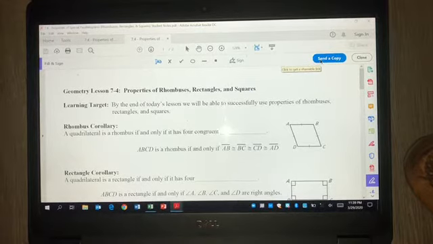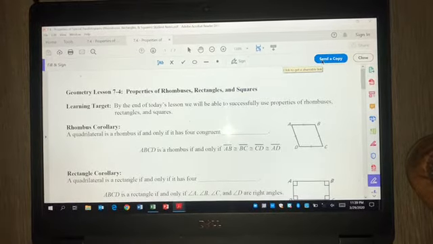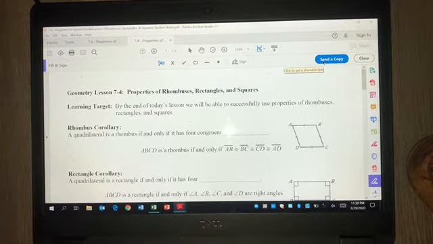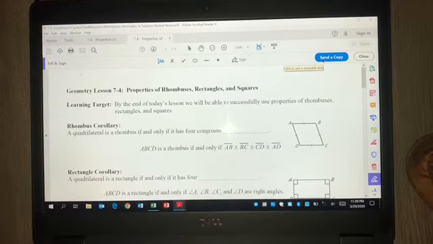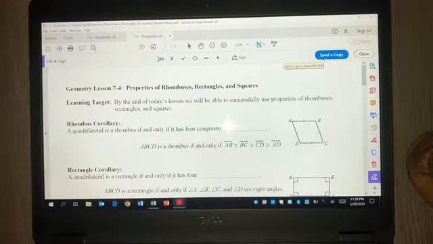On this video, I'm doing it from my computer, and so I'll just be filling in the notes. We're going to be talking about special parallelograms: rhombus, rectangles, and squares. So let's get right into it. By the end of today's lesson, we'll be able to successfully use properties of a rhombus, rectangle, and square.